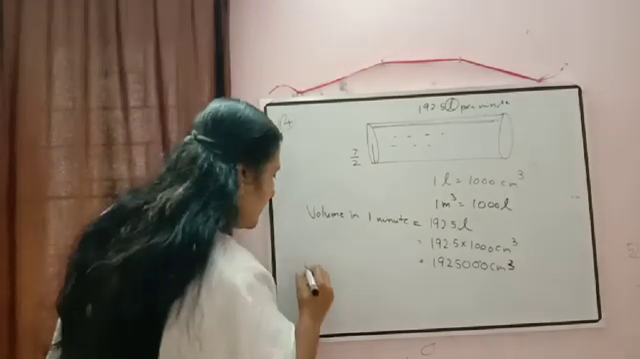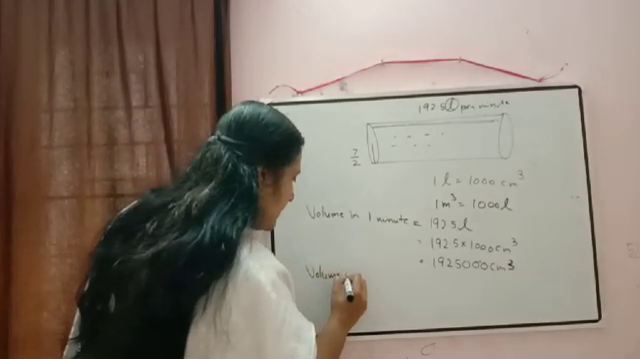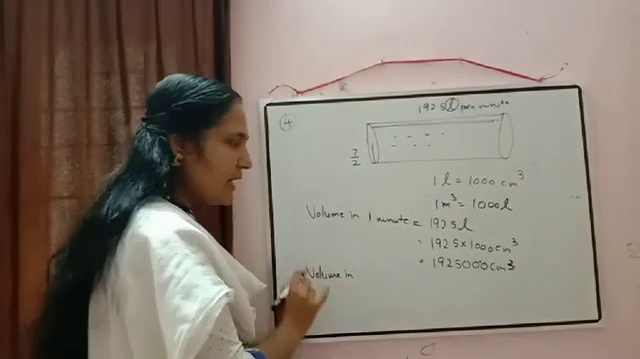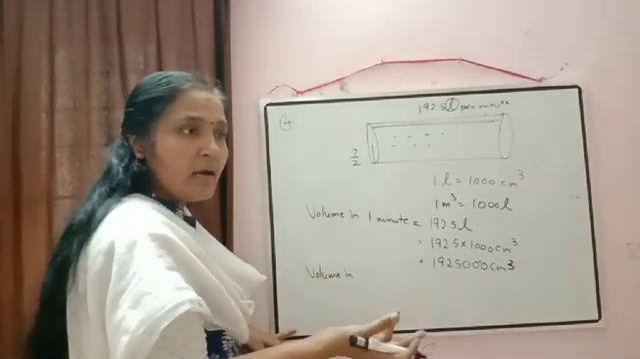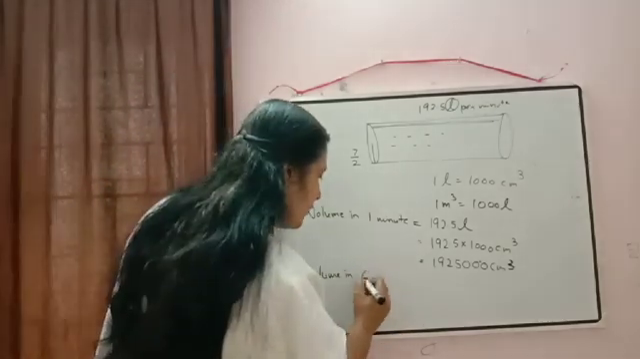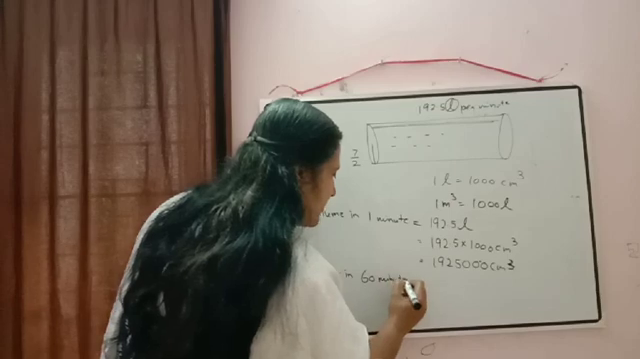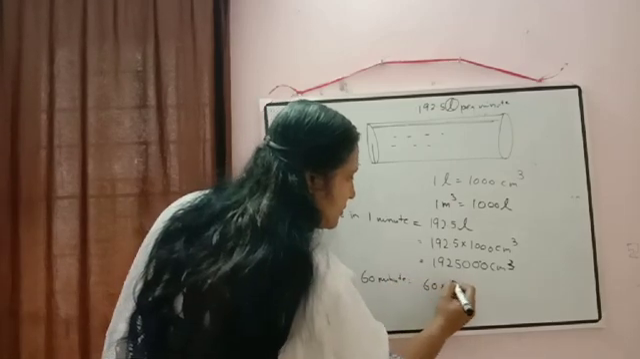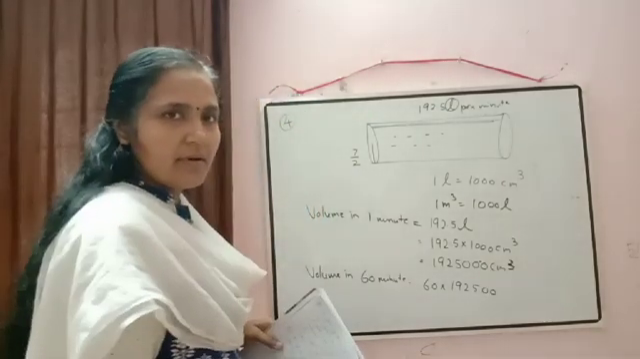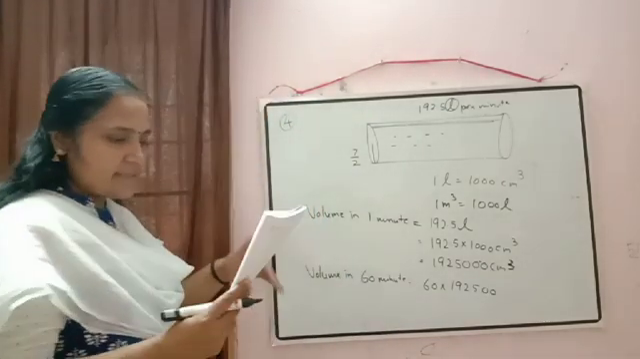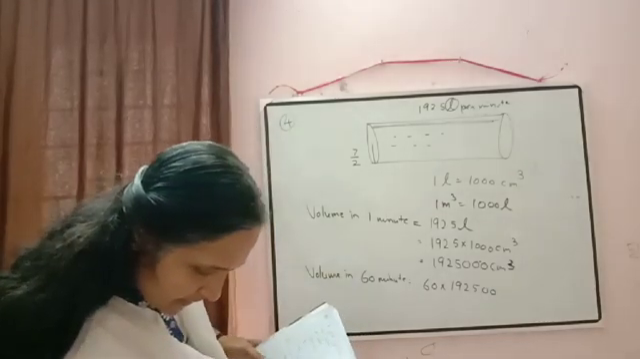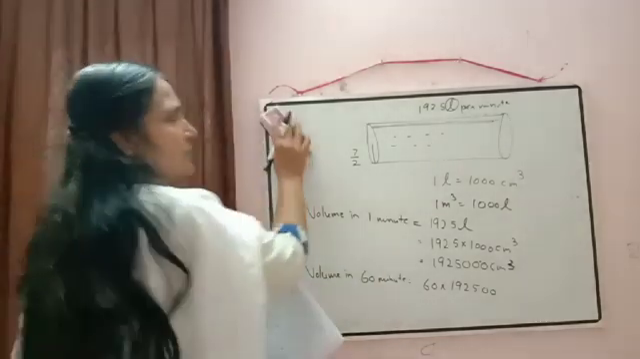Volume in 1 minute is equal to this much. Now we have to calculate the volume in 1 hour. 1 hour is equal to how many minutes? 60 minutes. So therefore volume in 60 minutes will be equal to 60 into this expression. Correct? 60 into this much. This is the volume which is given in the question.